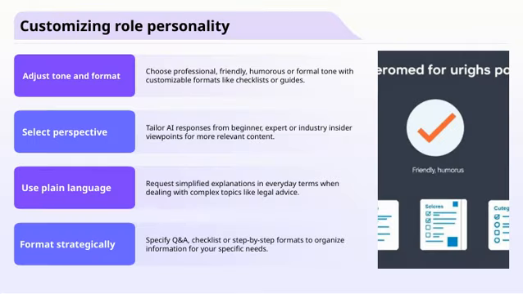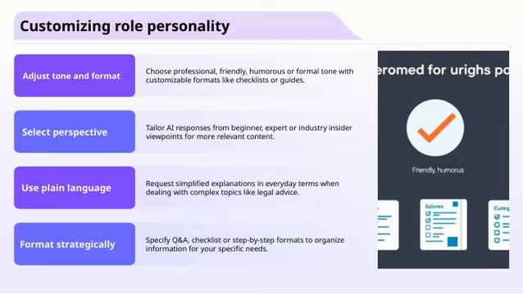Let's take a closer look at customizing role personality. This feature allows you to adjust the tone and format of AI responses to better suit your needs. For example, you can choose a professional, friendly, humorous, or formal tone, and even customize the format, such as using checklists or guides. Another important aspect is selecting the perspective that the AI should adopt. You can tailor responses to come from a beginner, an expert, or an industry insider, making the content more relevant and targeted for your audience.